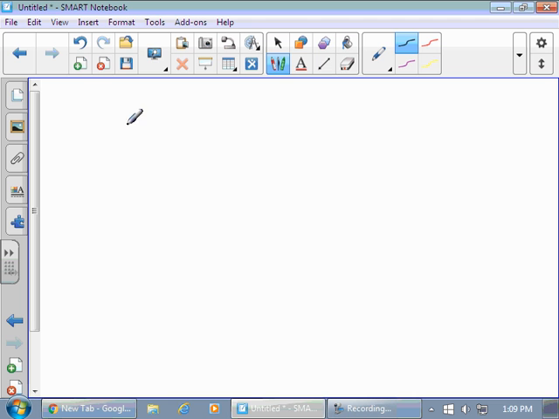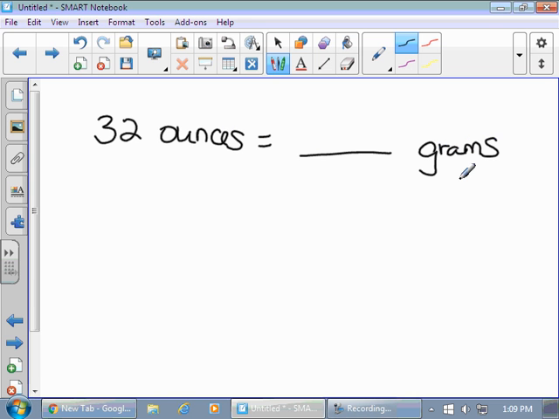Let's say I have 32 ounces equals how many grams? So the first step that you need to be thinking about is making that fraction comparison between ounces and grams off of this sheet. Then, what are you going to multiply by?